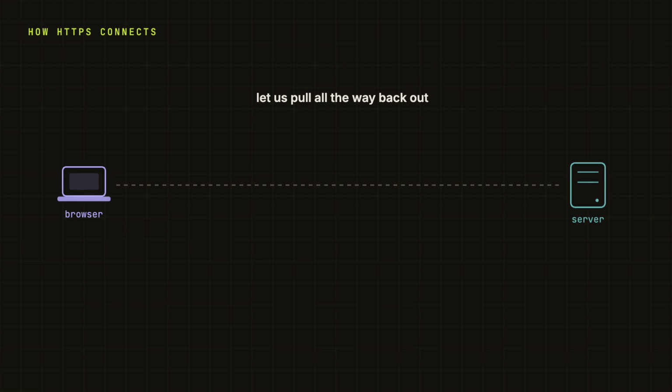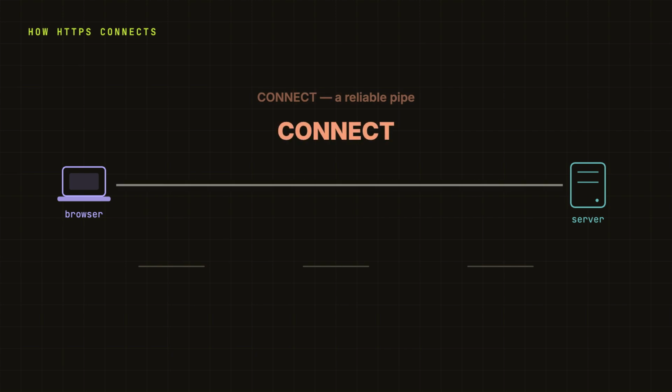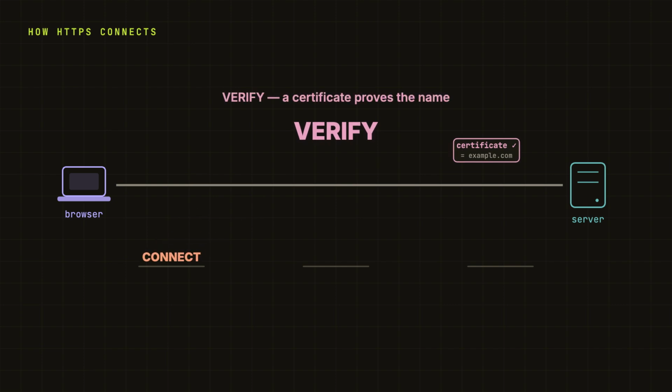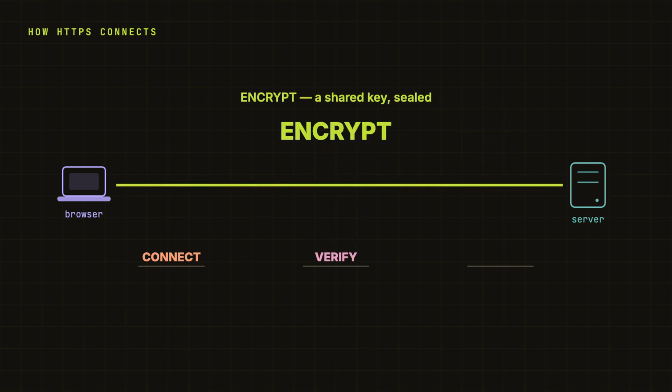Okay, let us pull all the way back out. The whole thing comes down to three words: connect. TCP opened a reliable pipe to the address. Three little messages and bytes can flow. But a wide open pipe, verify. The server showed a certificate proving it is really the name you wanted, checked against authorities your browser already trusts, and encrypt. Both sides mix a public half and a private half, arrived at the same secret key without ever sending it. And only then did your real request go, sealed inside the tunnel. Connect, verify, encrypt.